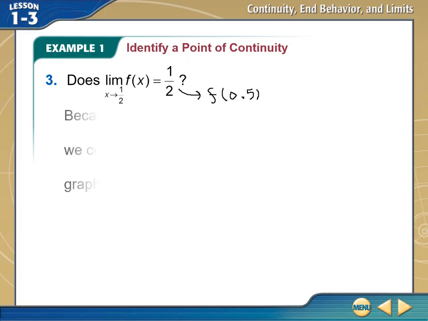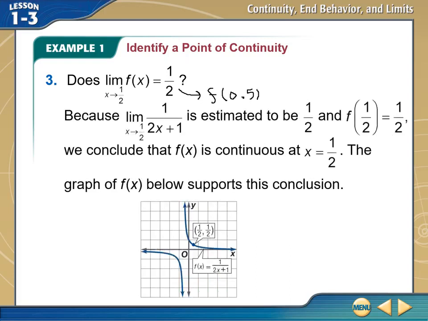So what do you think? Is it a continuous function or no? It says that because the limit as x approaches half of 1 over 2x plus 1 is estimated to be half, and f of half is equal to half, these two are equal to each other. So what do we conclude now? I bet you're thinking that the function is continuous. We conclude that f of x is continuous at x equals half.